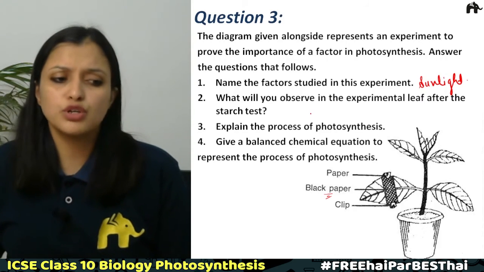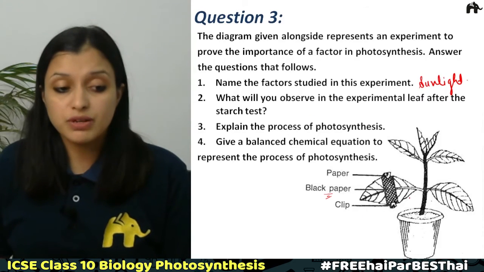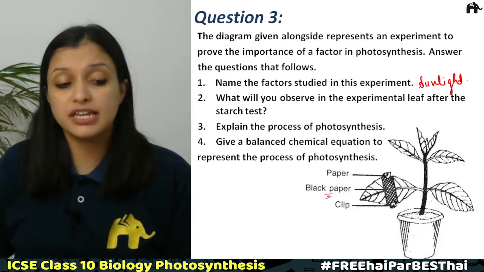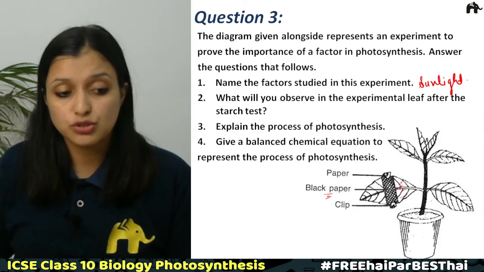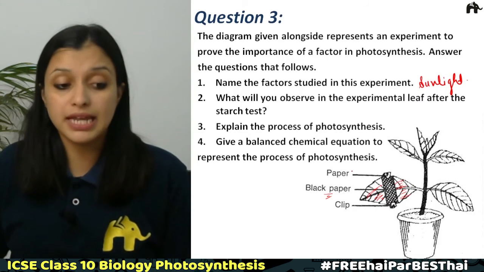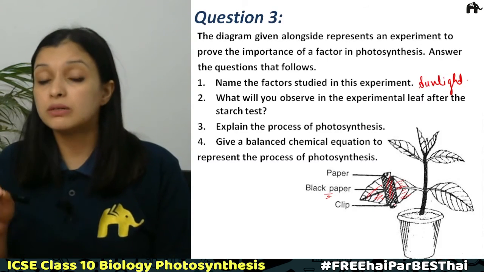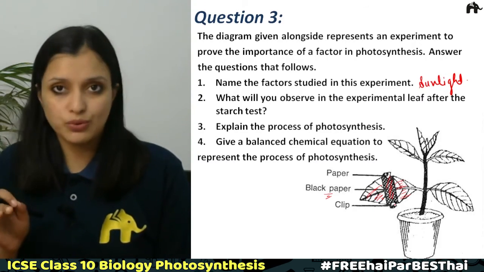So next is, what will you observe in the experimental leaf after the starch test? When we perform the starch test on this leaf, the area which is exposed to light will turn blue black, but the area which is covered with this black sheet will not turn blue black, it will turn brown, right?